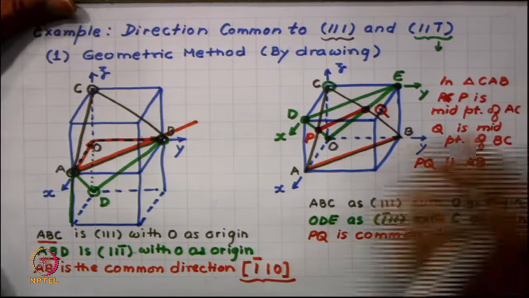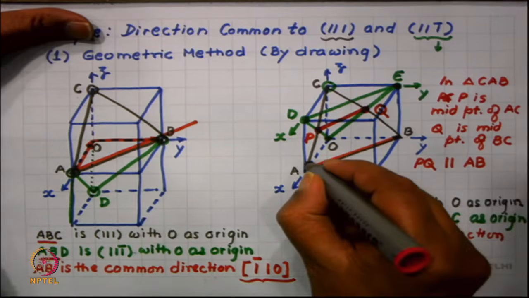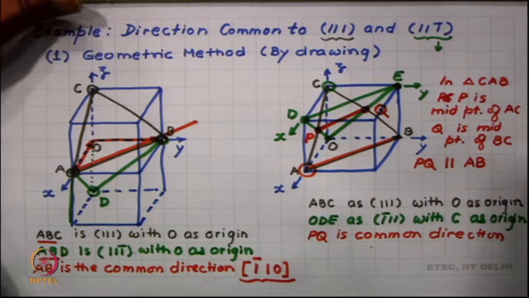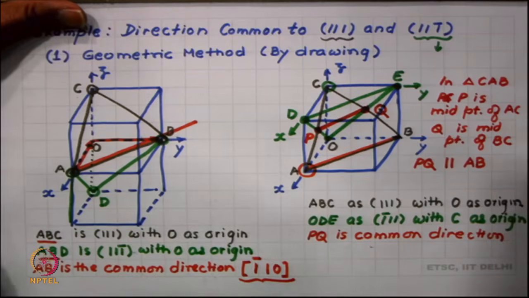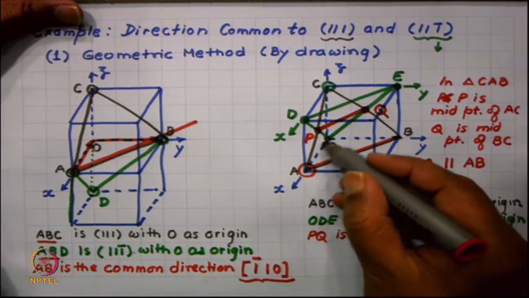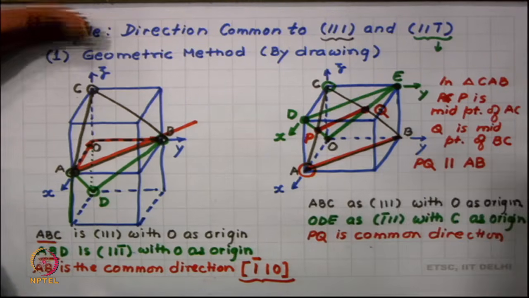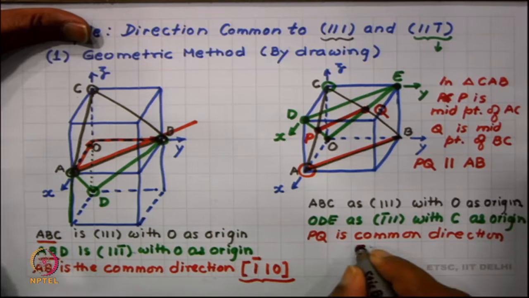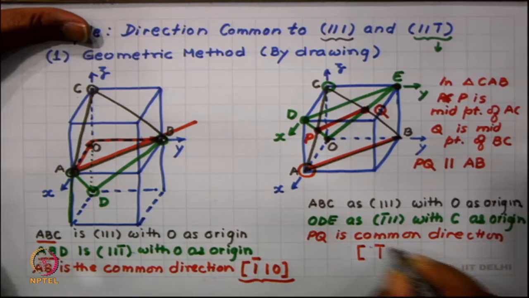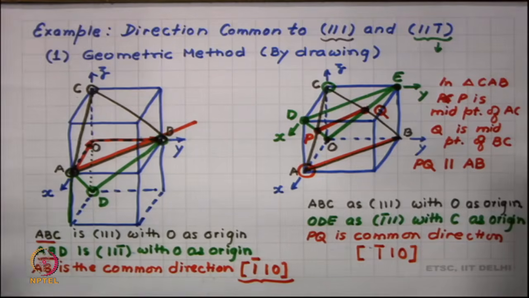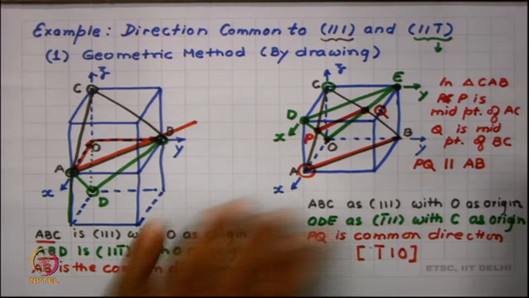So, we can now index AB by taking origin A, and exactly like we had done for the AB in this figure, on the left figure, we go one step minus one step along x, one step along y to come to B. So, the Miller indices of the common direction turns out again to be minus 1 1 0, as it should be.